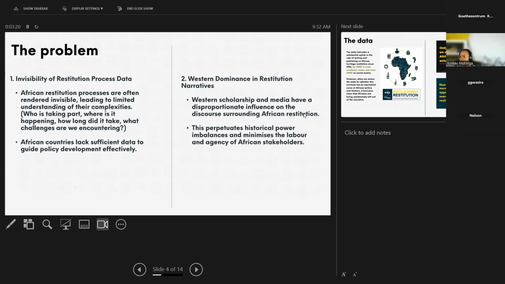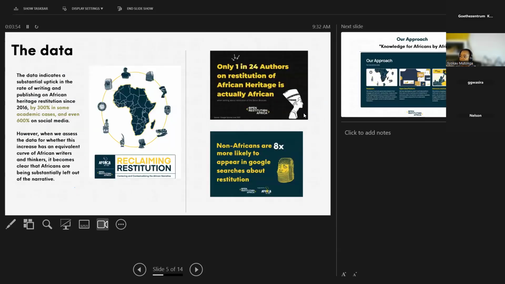The second issue we have seen is that Western scholarship and media is usually more common. It is more common to cite Western scholars when writing about restitution, because their publications are more visible than all the Africans working in restitution, whose voices tend not to be as well known. This continues to perpetuate that historical power dynamic where the West has more power than Africans. So what we have done to challenge that is, one of the things our platform has is what we call a database of African voices working in restitution.